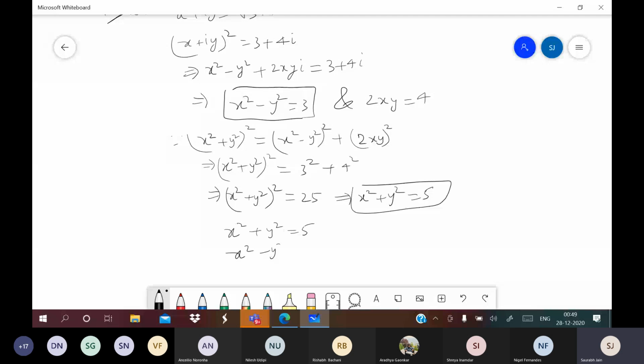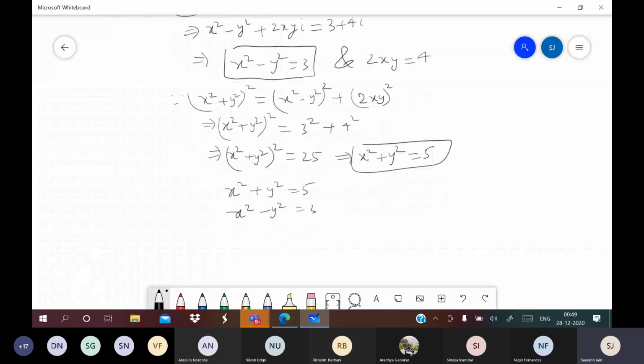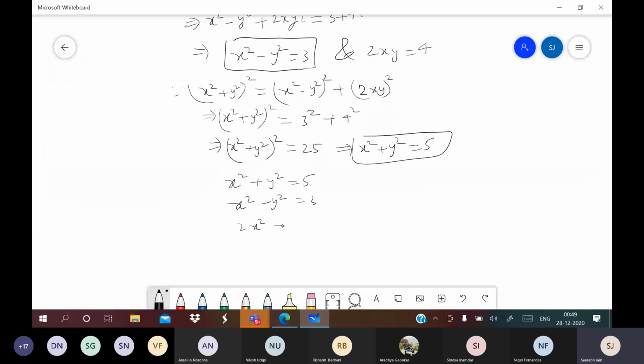Solve these two. It is very easy to solve, because when you add, 2x square comes out to be 8. X square is 4, x is plus minus 2. And if you subtract, then it will be 2y square equals 2. So y square comes out to be 1, or y is plus minus 1. So you have x and y both, right?